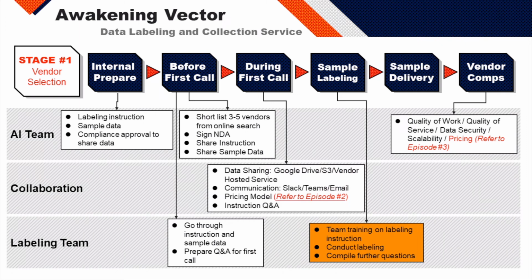Step 4, sample labeling. During this step, the vendor's job is to start training their teams according to the instruction and conduct the labeling. It would normally take a few days. If there are new cases not covered by the instruction, they would normally come back to the AI team for more clarification. Step 5 is data delivery. This is straightforward.